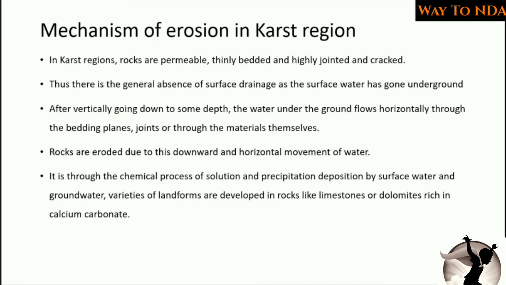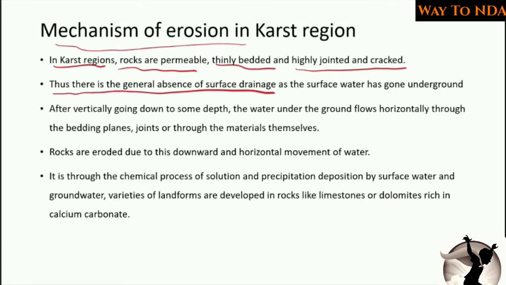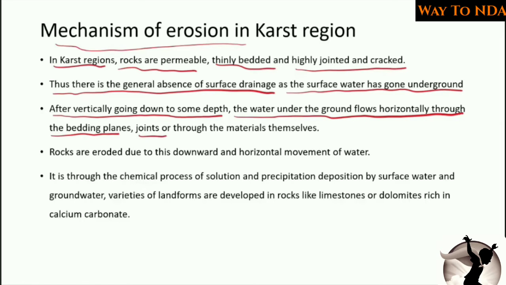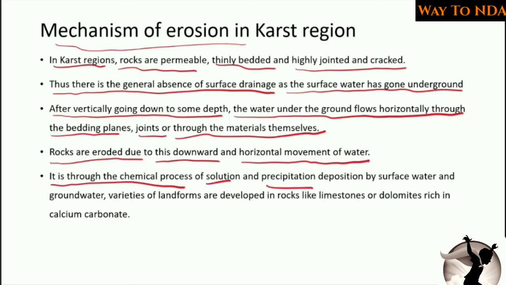So what is the mechanism of the erosion of the karst region? In karst regions, rocks are permeable, thinly bedded and highly jointed and cracked. Thus there is a general absence of surface drainage, as the surface water has gone underground. After going vertically down to some depth, the water flows horizontally through the bedding planes, joints or through the material themselves, and rocks are eroded due to this downward and horizontal movement of water. It is through the chemical process of solution and precipitation, deposition by surface water and groundwater, that varieties of landforms are developed in rocks like limestones or dolomites rich in calcium carbonate.